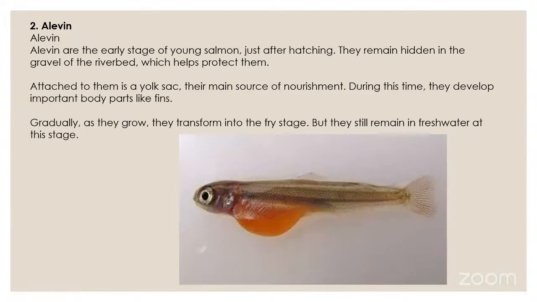So look at this picture. This is how the alevin looks. These alevin are the early stage of young salmon. Just after hatching, they remain hidden in the gravel of the riverbed, which helps protect them. As the female salmon lays its eggs in the redds, that is the nest shape, even after hatching these alevin remain there for some time to protect themselves. Attached to them is a yolk sac. Below that, you can see the big sac, yellowish in color. This is called the yolk sac.